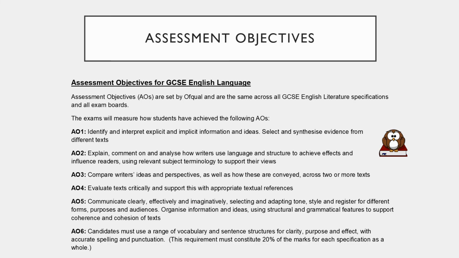Then for AO5, this is sort of the text as a whole. So what we're looking for there is really about your organisation and your ideas. So you've got something interesting to say. Hopefully there's some creativity in the way you communicate it. There's some flair. It all hinges together.